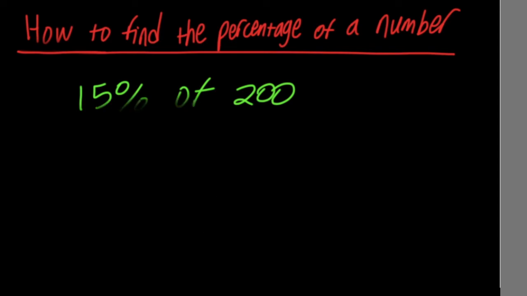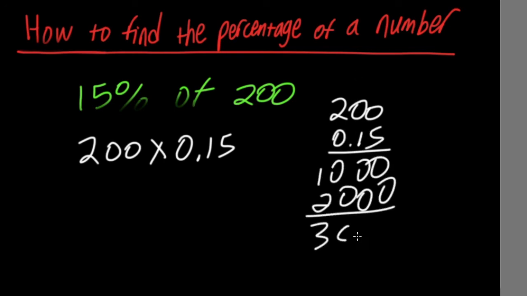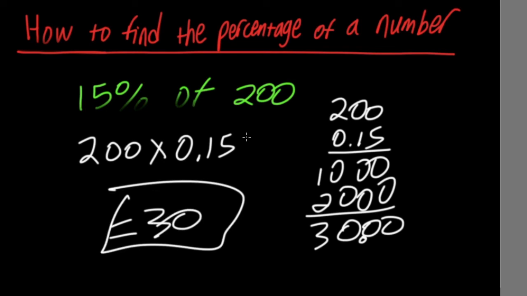Now let's say this time we wanted to use the decimal method. So we'd have 200 times 0.15. If we multiply this across, we'll get 3,000. And then once we move that decimal 2 places in, we will get 30. Which is the same as when we did it with the fraction method, so we know we're correct.